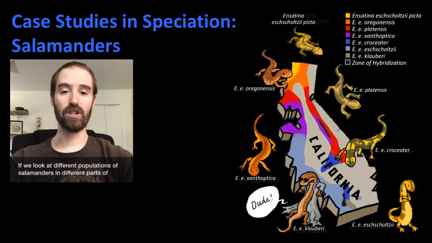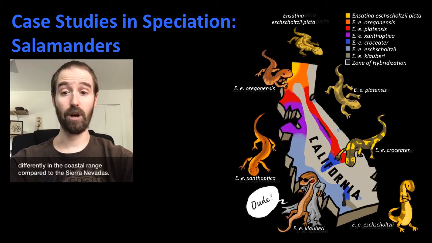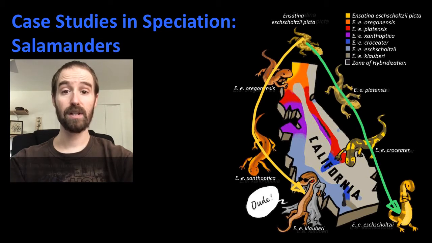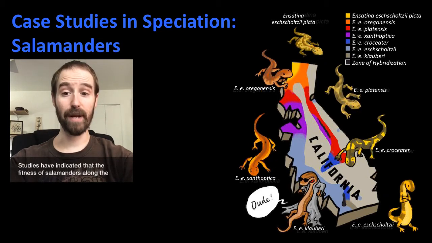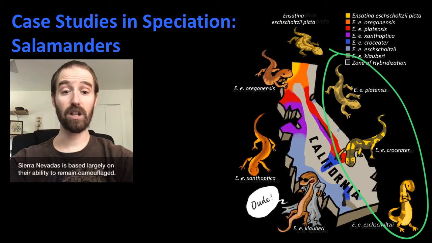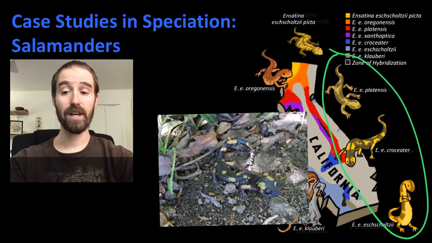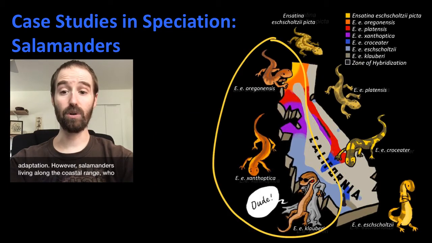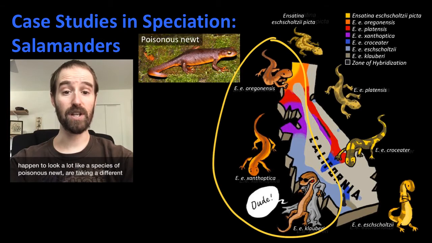If we look at different populations of salamanders in different parts of California, we notice a sort of transition in terms of appearance as we go from north to south. We should also notice that this transition occurs differently in the coastal range compared to the Sierra Nevadas. Studies have indicated that the fitness of salamanders along the Sierra Nevadas is based largely on their ability to remain camouflaged. They avoid predators by blending in, and blending in is their primary adaptation. However, salamanders living along the coastal range, who happen to look a lot like a species of poisonous newt, are taking a different evolutionary path. Their fitness is due to mimicry.